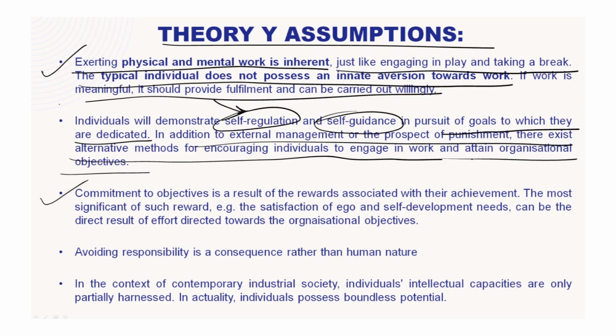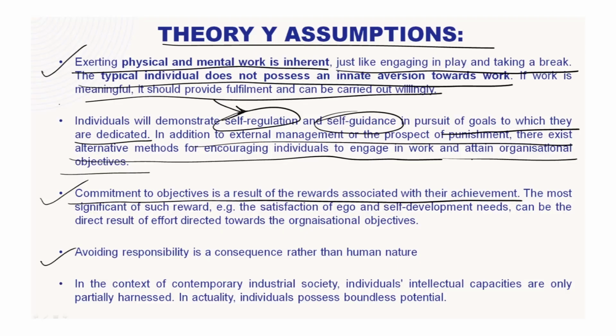Third one is, commitment to objectives is the result of rewards associated with achievement. Okay. So, it means the employee thinks that the achievement of the organizational objectives is the ultimate reward that they will be getting. Okay. Avoiding responsibility is a consequence rather than human nature. It may be that some employees are not able to perform the duties, but it may be because of some other factor. It may be because of lack of resources or any other factors.